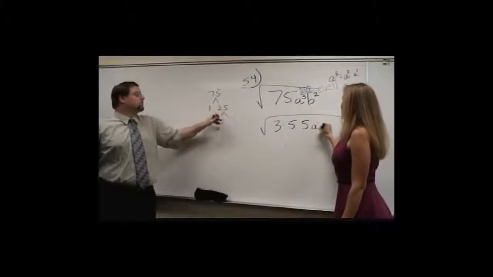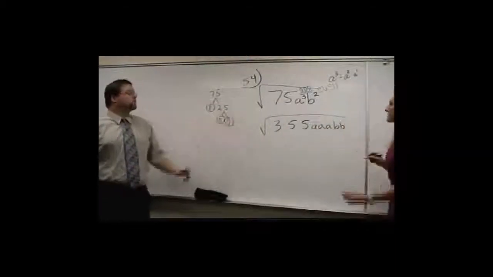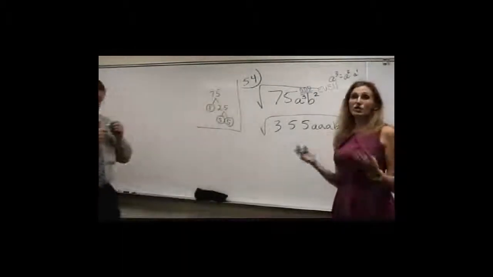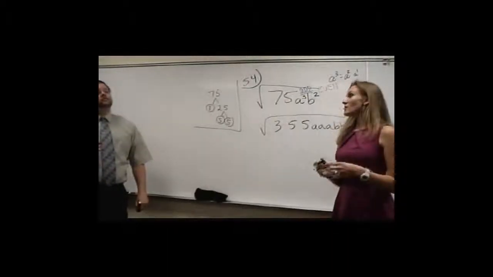And then I have 1, 2, 3 a's, and b, and b. So here's the prime factorization. Now this method has been likened to going shoe shopping, courtesy of Professor Ziegler. So we talk about going shoe shopping.